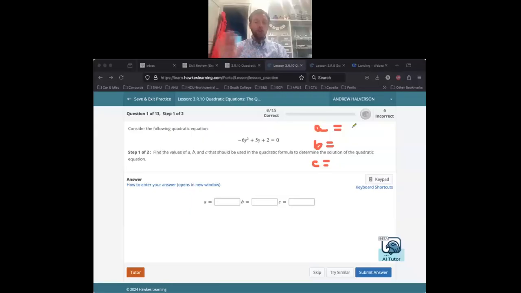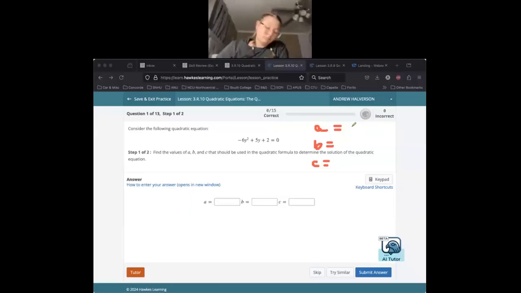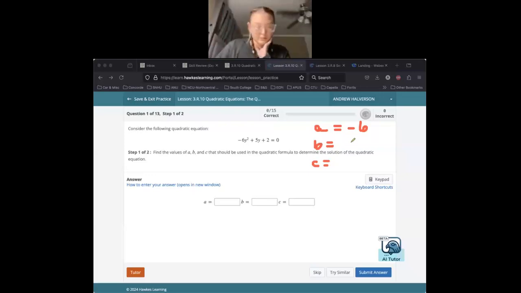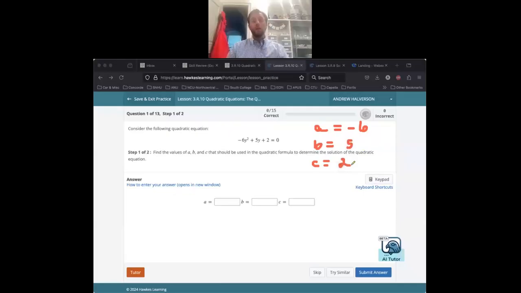Don't do the y. Just the numbers. So would it be negative 6, or 6 to the second power? No, because what is the power over? Is the power over the 6? Gotcha. Just the negative 6 in front, just the 5 in front of the y, and just the 2 by itself.